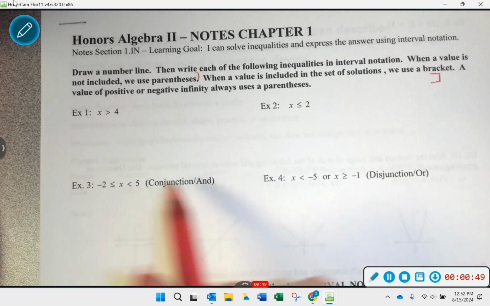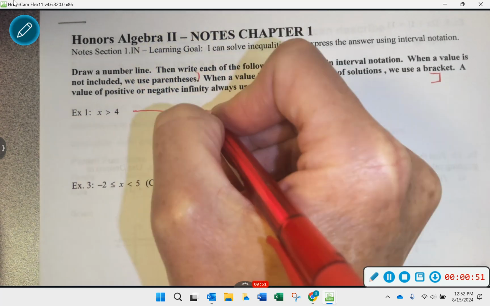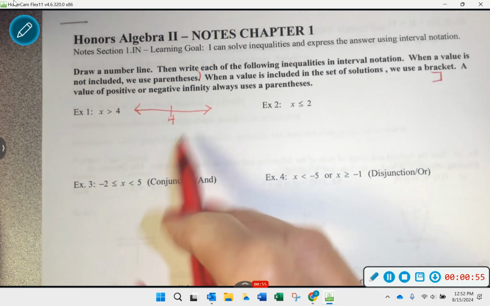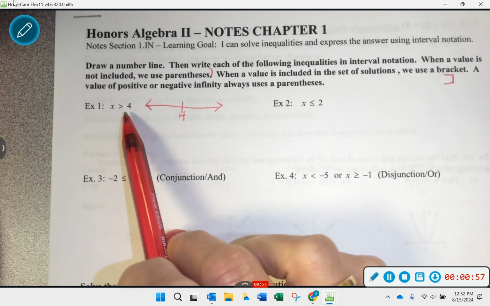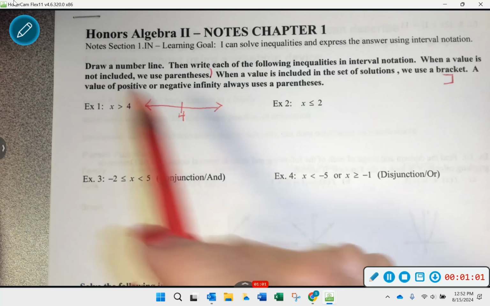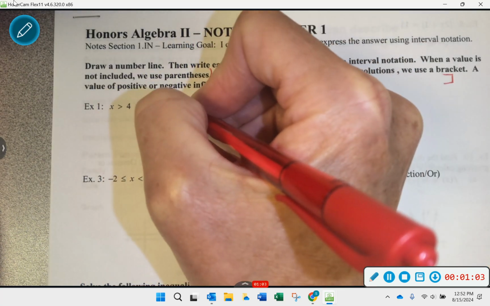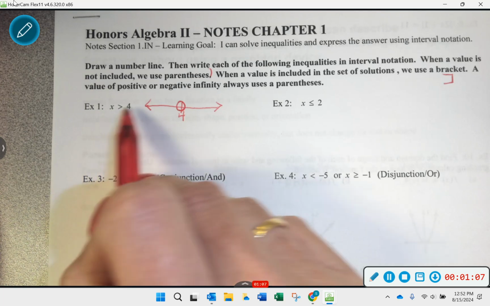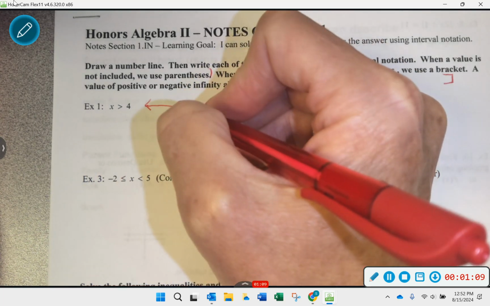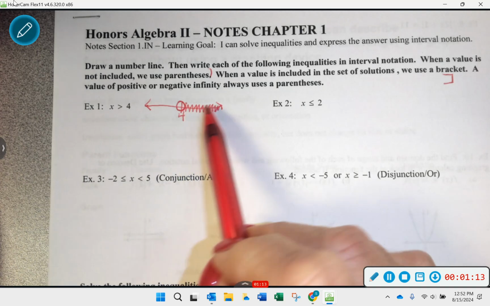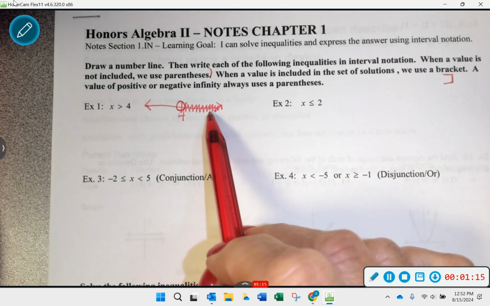All right, so looking at example 1, we're going to graph this on a number line. So I'm just going to put the number 4. Do you guys remember, do we use an open or a closed dot if it's not included? Open, good job. So I'm going to circle the 4 with an open dot. I want the x's that are greater than 4, so that's going to go down here to the right. So all of these numbers down here to the right of 4, those are going to be solutions.